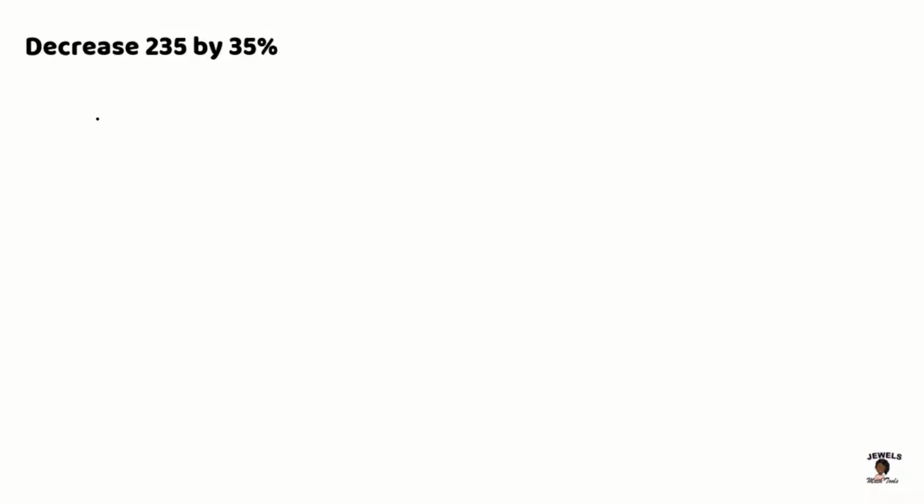Okay, so let's begin by first setting up our question. So we have 235 being decreased by our 35%. And again, we're going to rewrite our 35% as a fraction with 100 as our denominator. And for this question, I'm going to just multiply everything out. So 235 will be multiplied to 35.